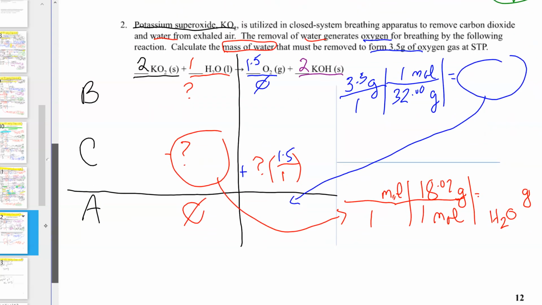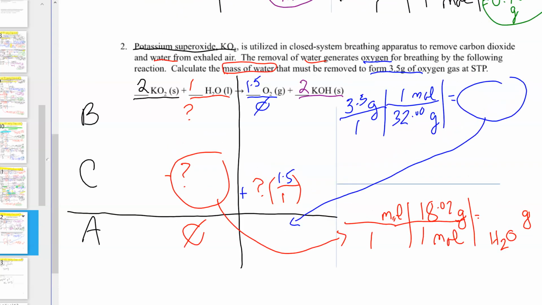One problem before we're done with this video. Okay, so we have potassium superoxide. It's utilized in closed system breathing apparatus, so something maybe like a submarine or a space shuttle, to remove carbon dioxide and water from the exhaled air. The removal of water generates oxygen for breathing by the following reaction. We're asked to calculate the mass of water that must be removed to form 3.5 grams of oxygen gas at STP. Okay, there's a lot of extra info, but let's break it down to what we need to know.